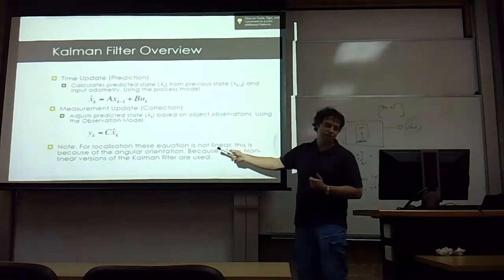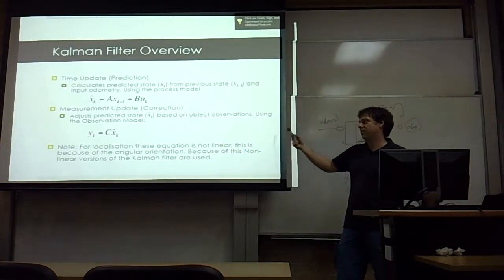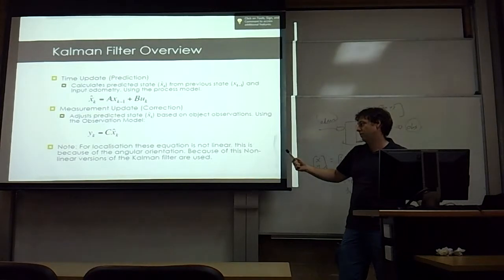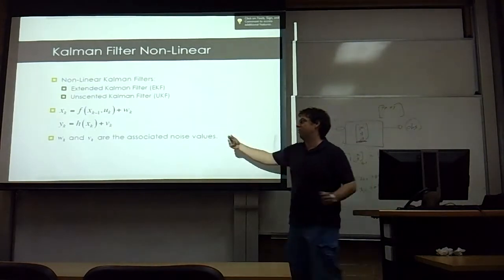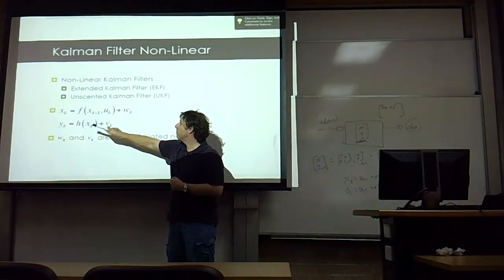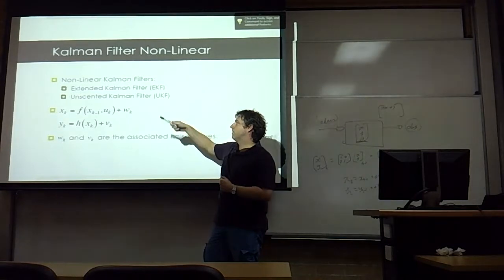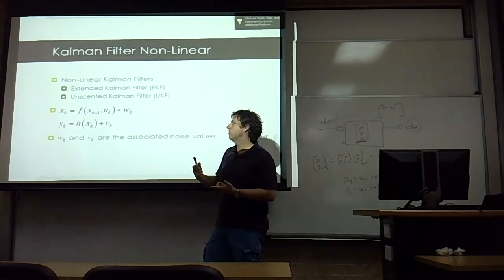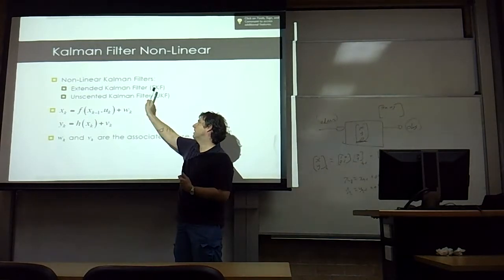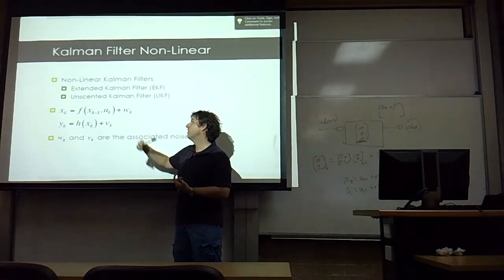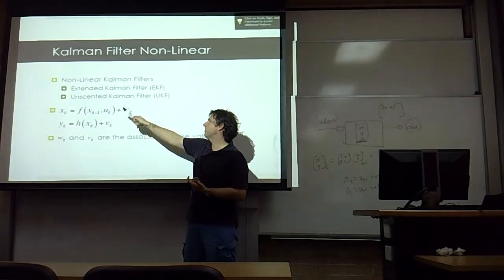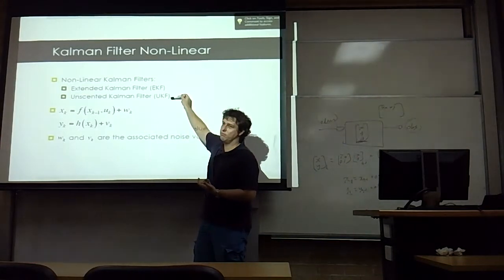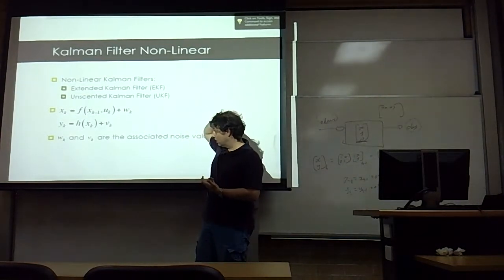And so for localization, this is a linear version, but localization is not linear because of the orientation. The orientation messes all this up, basically. So we have nonlinear functions here. The regular Kalman filter is for linear systems. For nonlinear systems, we need to use nonlinear Kalman filters for the localization, which include the extended Kalman filter or the unscented Kalman filter. The unscented one's the one we use at the moment.